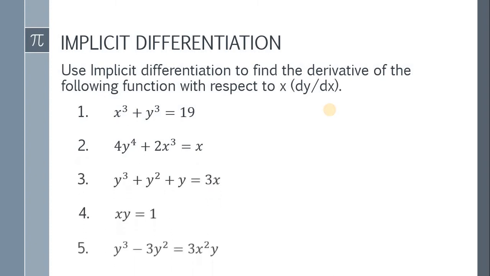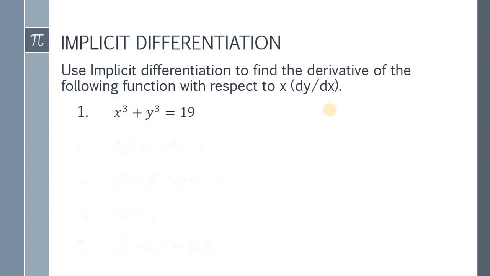Now, let's start with example number 1. Remember that our goal here is to get the derivative of y with respect to x, or dy over dx. I have some notes before we start. First, we must treat y as a function of x. So y is equal to some function of x. It could be f of x, g of x, h of x, and so on. The point here is that y is a function of x. What kind of function? We don't care. Keep in mind that y is a function of x.